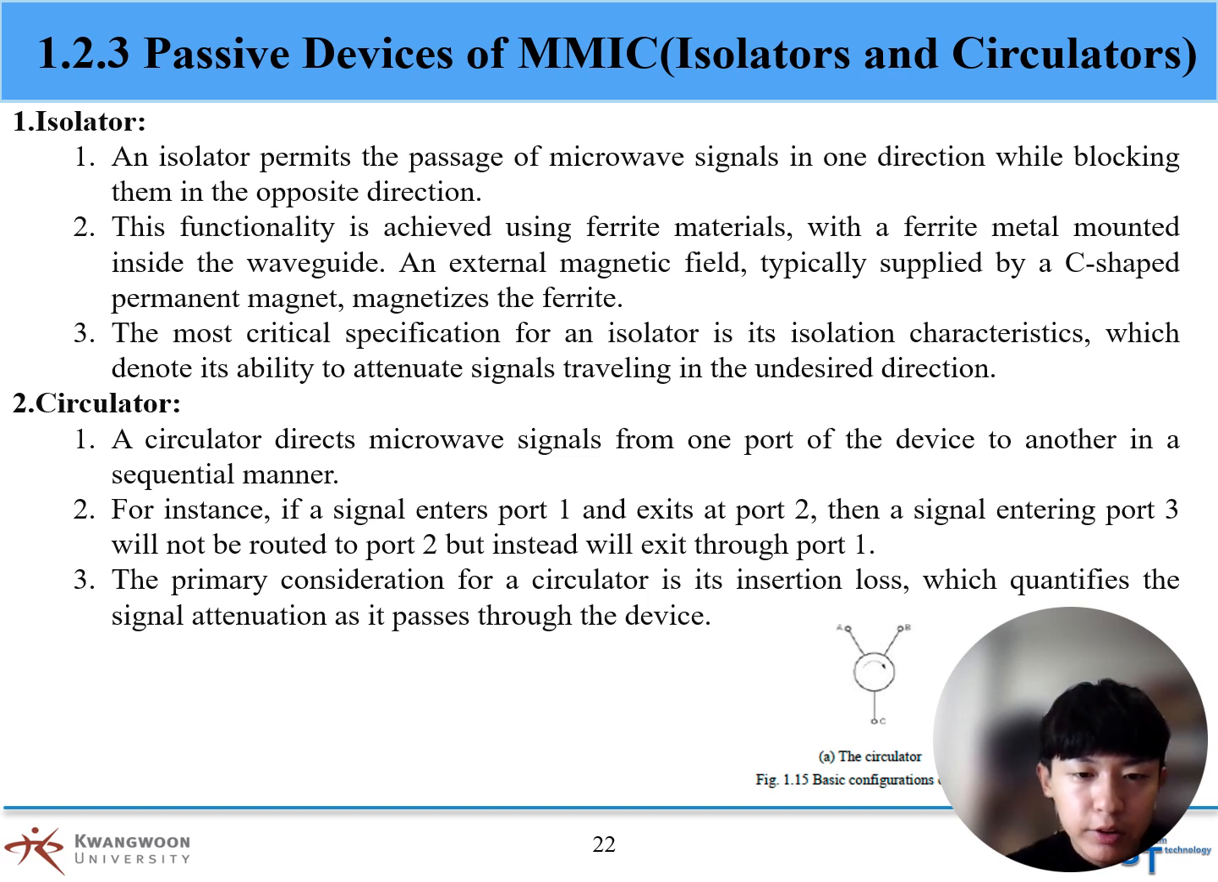For instance, if a signal enters port 1 and exits at port 2, then a signal entering port 3 will not be routed to port 2 but instead will exit through port 1. The primary consideration for a circulator is its insertion loss, which quantifies the signal attenuation as it passes through the device.